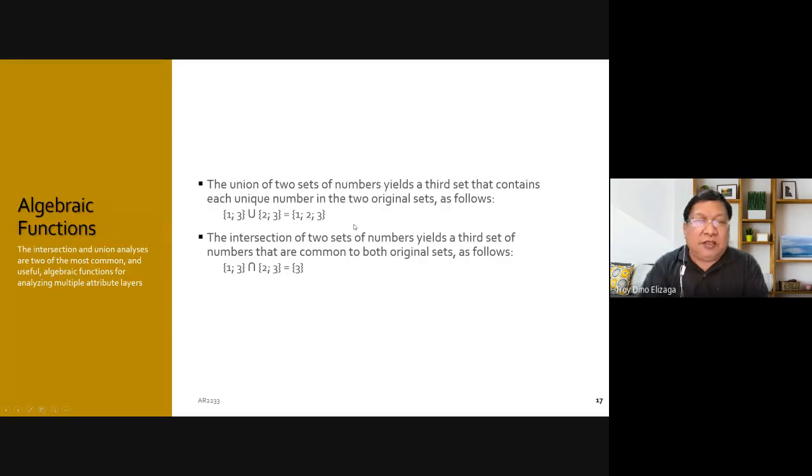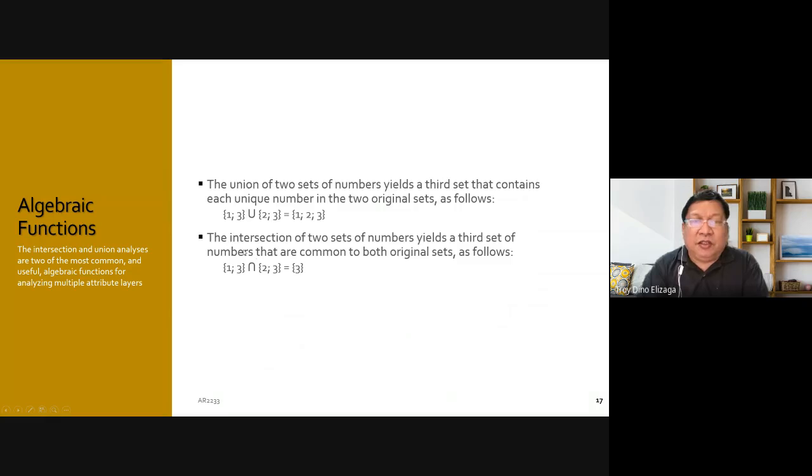There are other ways. One is called the union, and the other is intersection. In the union, you include all the numbers, so each unique number in the two original sets. There are only two sets. So there's 1 and 3, and there's 2 and 3, so you put 1, 2, 3.